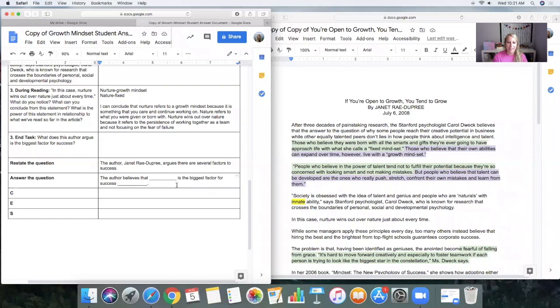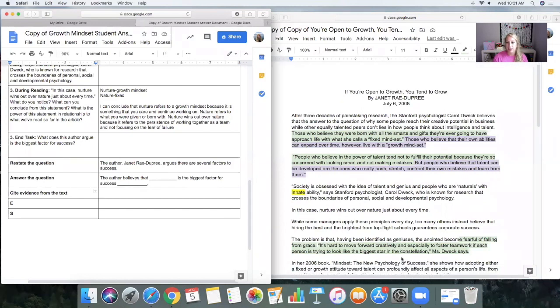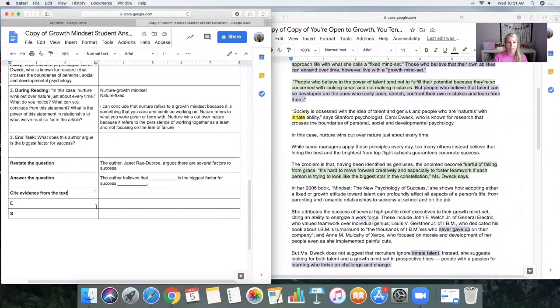Okay, notice how I gave you a sentence frame. I want you using your answer here to plug into the blanks. Notice how I am answering and building off my first sentence. Okay, the next one is to cite evidence from the text. So I want you reflecting here on your end task response. Did you actually use information from the text to support your answer? So go ahead, and if you haven't, you can either copy and paste or add on evidence in this box below.